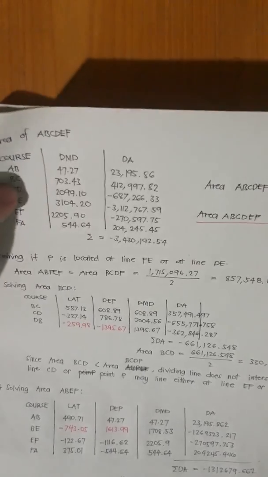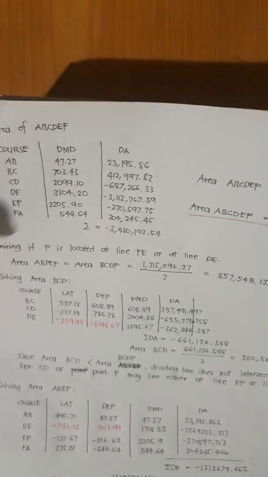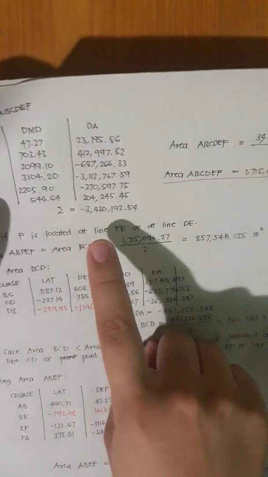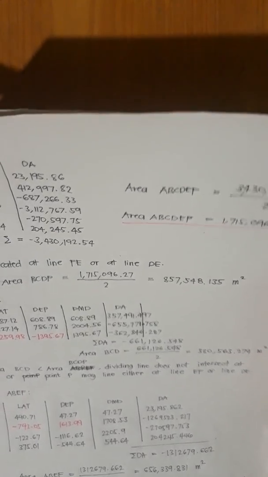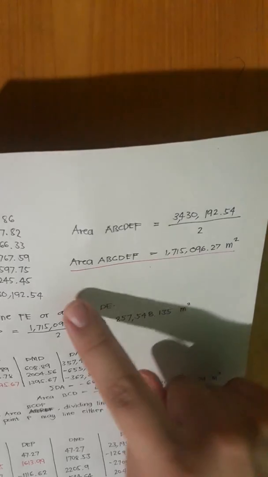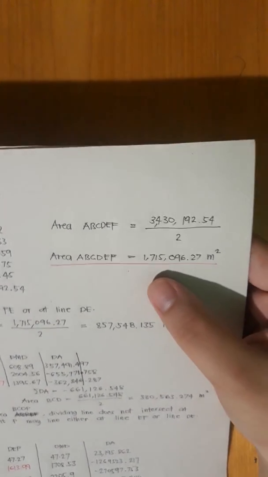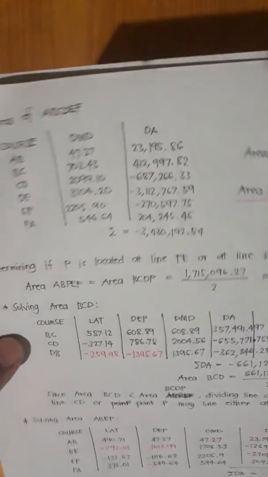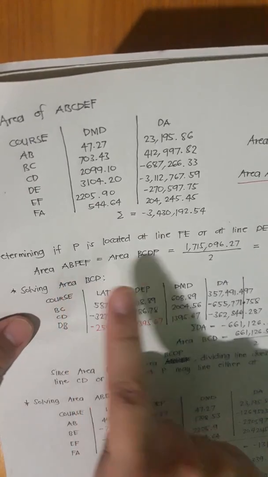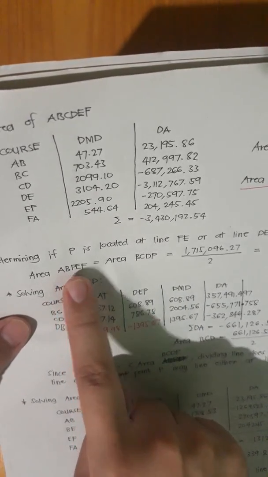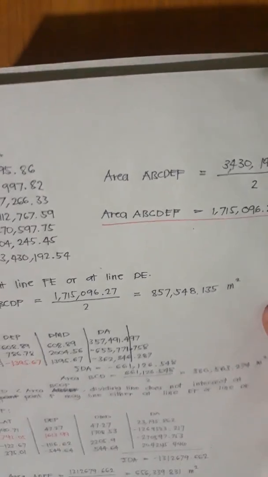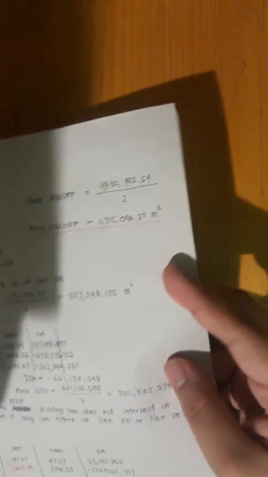So you have the area of the whole traverse, which is area ABCDEF. You already know how to solve it given the latitudes and departures. Let's say we use the DMD method. The summation of the double areas is equal to 3,430,192.54 square meters. We need to divide that by 2, so the area of the whole traverse ABCDEF is 1,715,096.27 square meters. In that case, both the area below and the area above the dividing line are equal to half of the whole area, which is 857,548.135 square meters.